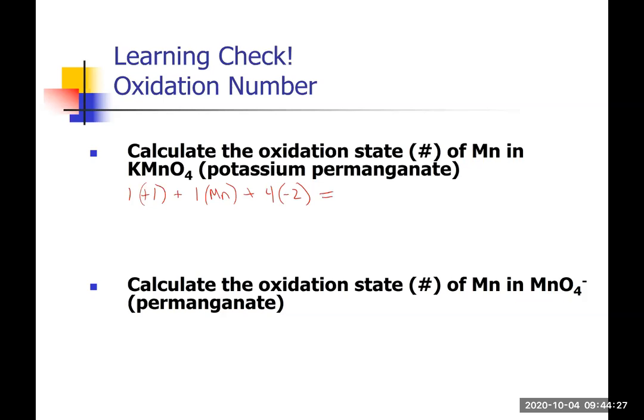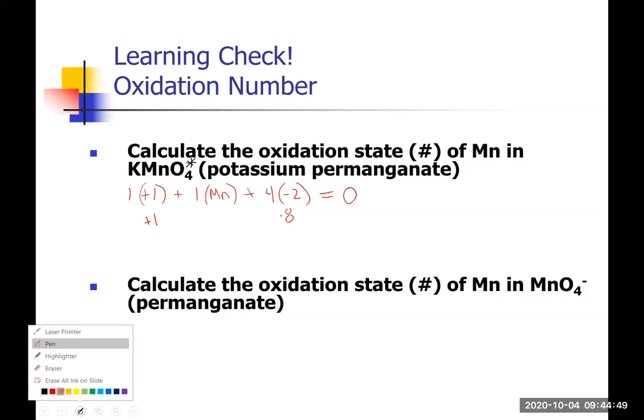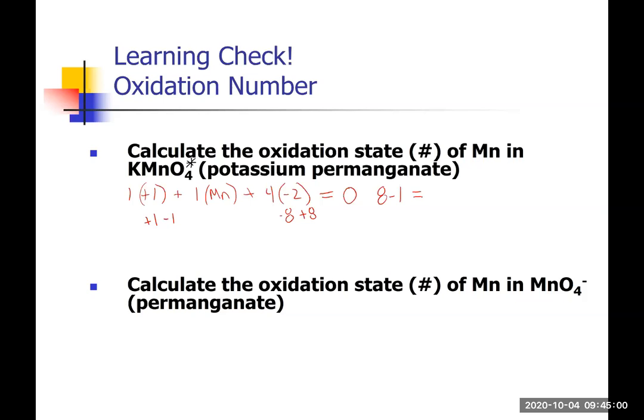So when we resolve this, we have -8 and +1. So we take those to the other side of the equal sign, which is 0, because this is a neutral compound. There is no charge associated with this compound up here. So we know it's neutral. So we take those to the other side. We're going to add 8 to both sides, and we're going to subtract 1 from both sides. So we have over here 8 minus 1 gives us an oxidation state of +7 for the manganese.